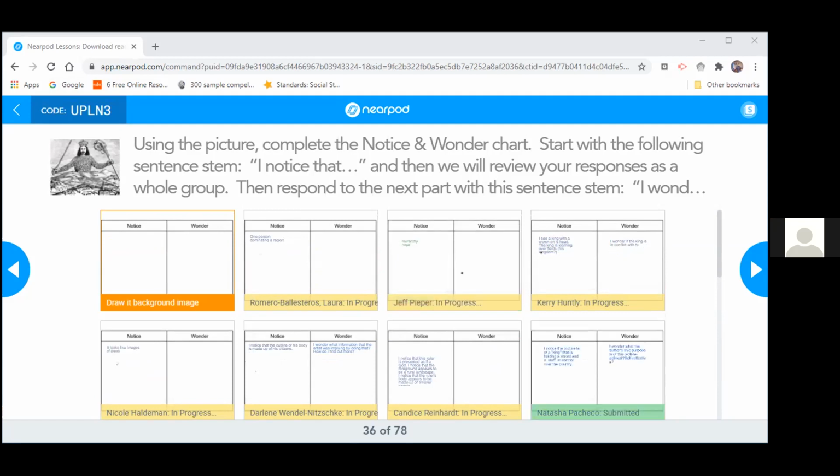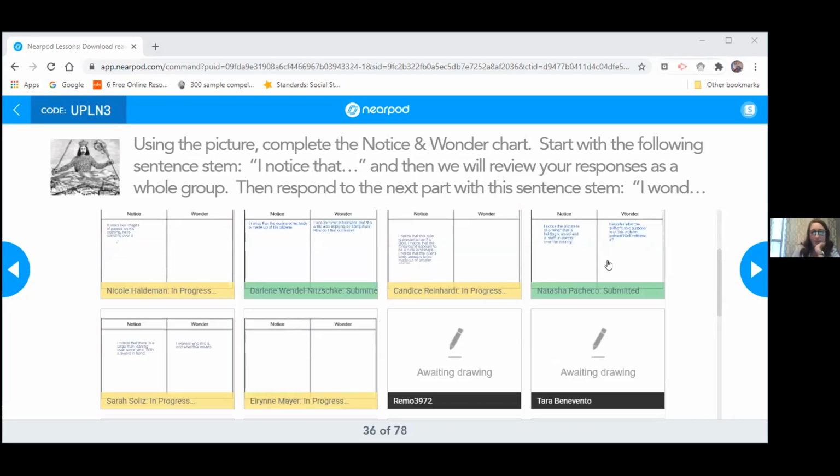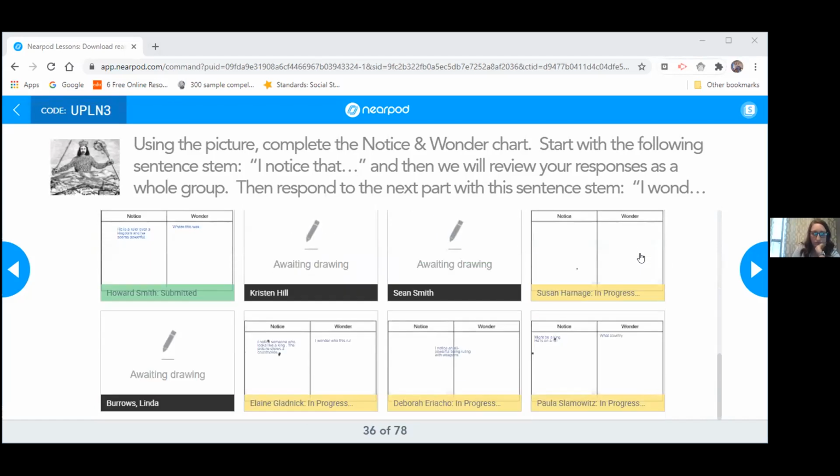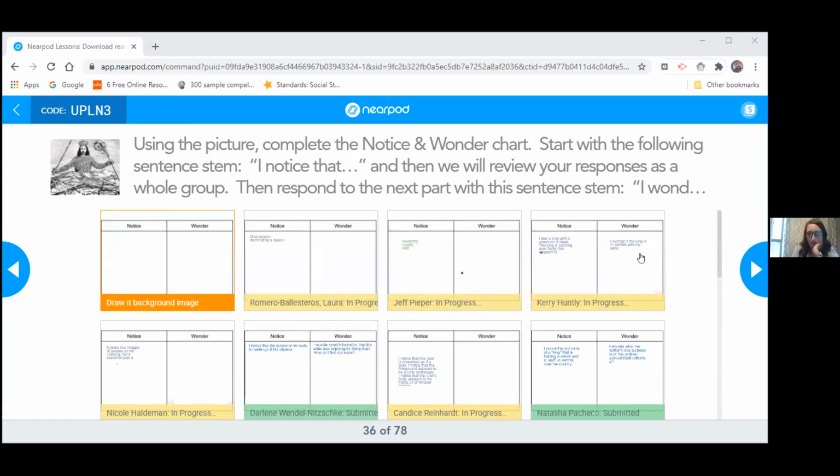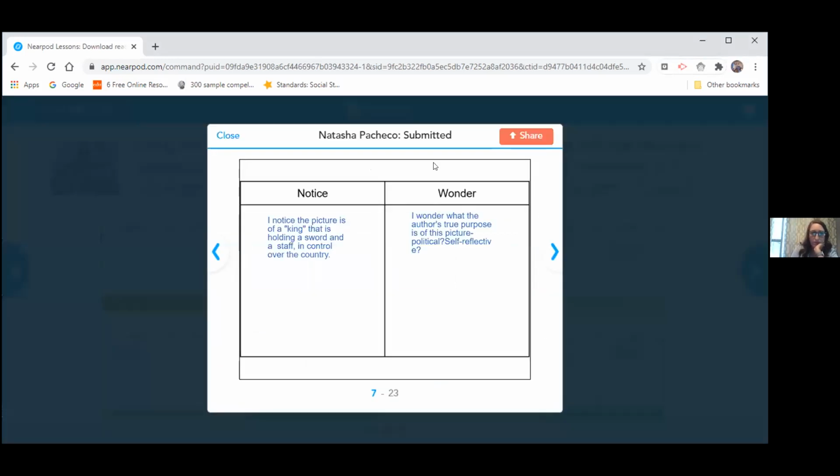Holly, do you want to click a couple on and just read a couple to us? Sure. And maybe hit the share button, and then everyone can see it. Let me get rid of our pictures and stuff. All right, we're still in progress. Let's take a look at this one. I notice a picture of a king that is holding a sword and staff in control over the country. So that's one notice. Can you see that? I can see it.